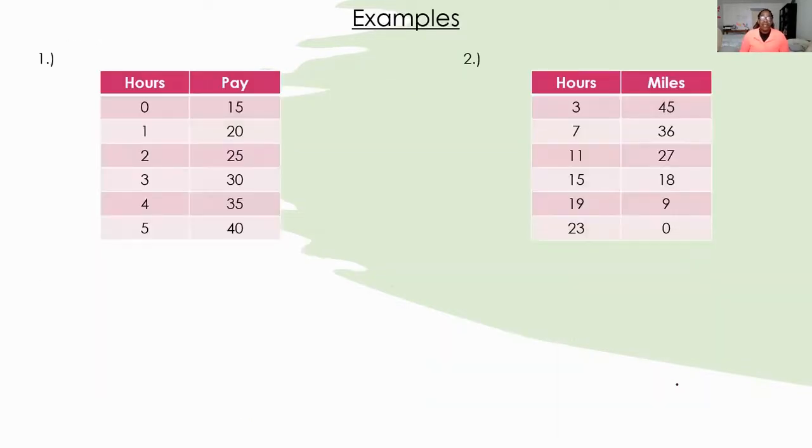So let's look at a couple examples numerically. We've got hours and pay. My hours are going to be my x values, and my pay is going to be my y values. The reason why the pay is my y values is that this is also known as my dependent variable. Dependent is just like how it says, it depends on something. So the amount of pay that a person gets depends on how many hours that a person works.